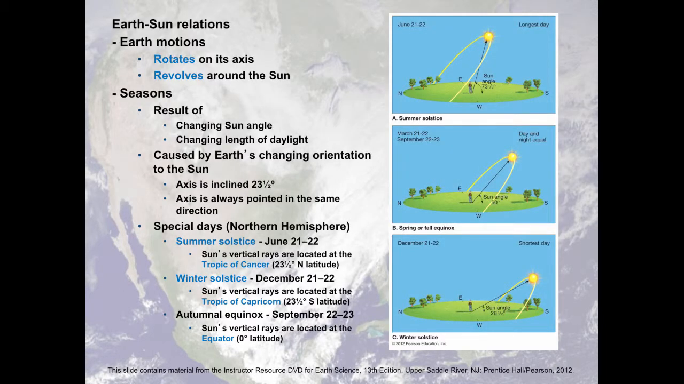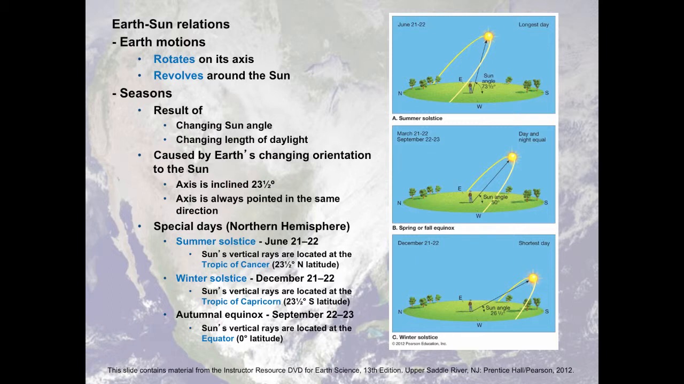Now, Earth-Sun relations sounds like a little bit of meteorology or astronomy, but it does have very, very important impacts on atmospheric circulation. So you might expect this section to fall in the next unit. However, we need to address the way the sun interacts with the Earth in order to understand what is happening in the atmosphere.